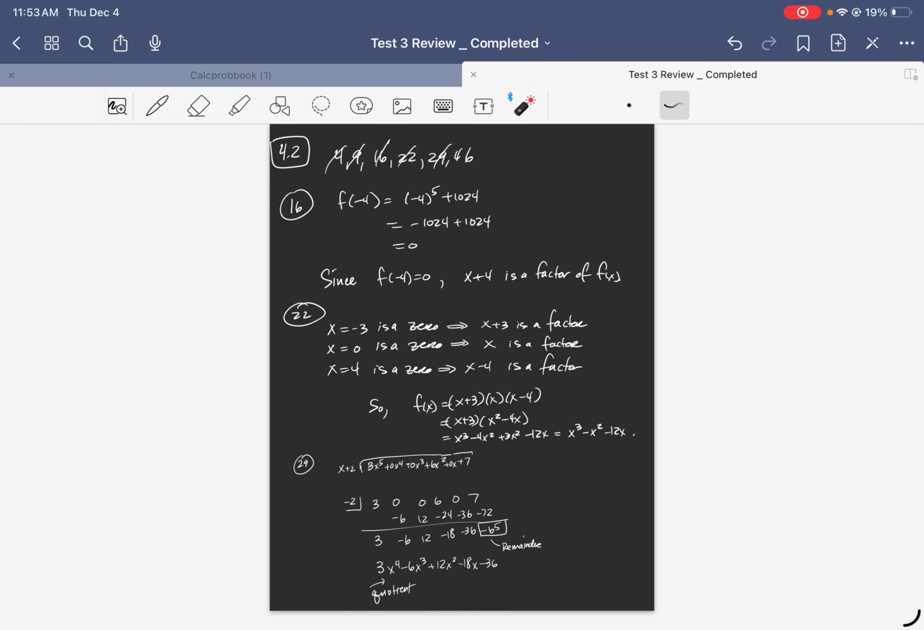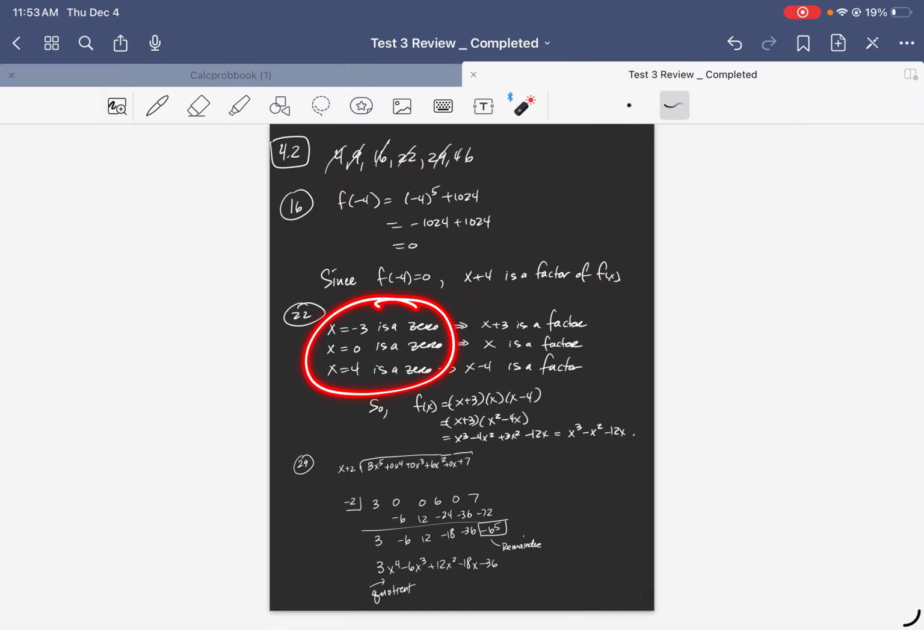Here, this is using the factor theorem. So how do I show that x plus 4 is a factor? Well, since when you plugged in -4, you got 0, that means x plus 4 is a factor. That's what it means to use the factor theorem.